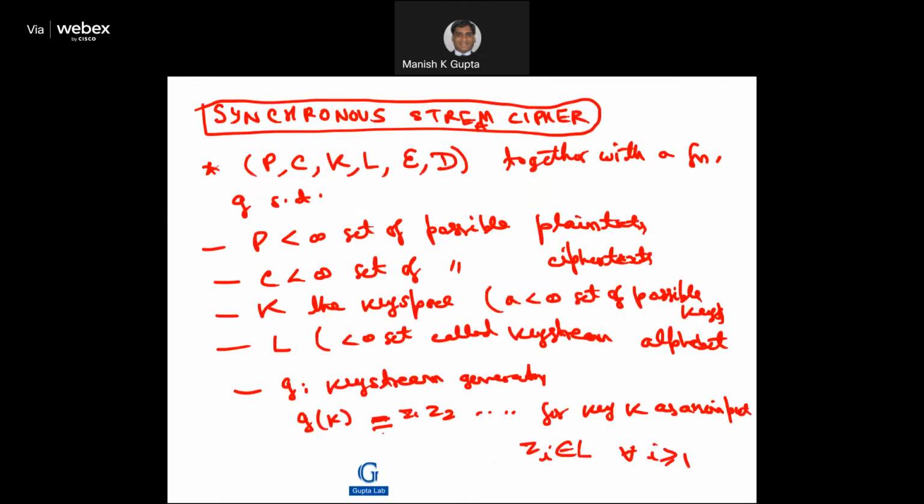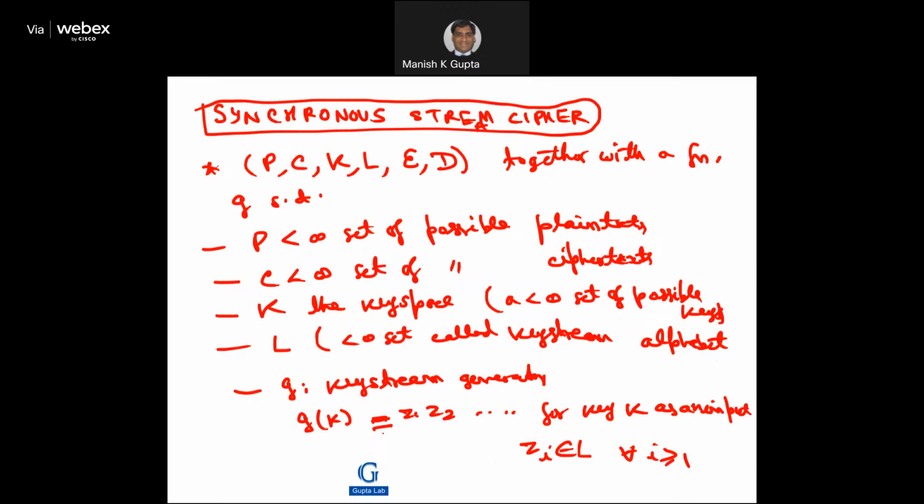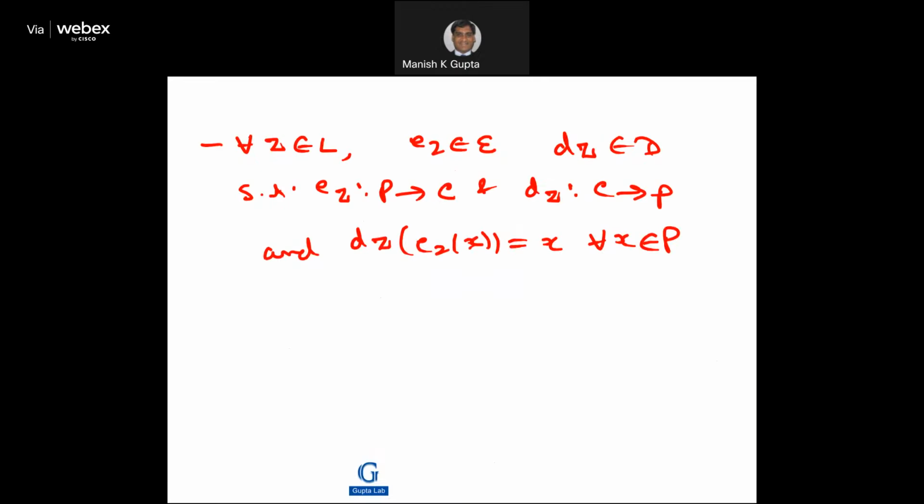Obviously, for each Z in L, all these keys are coming from L, the key stream alphabet. There should be an encryption rule and a decryption rule such that decryption of the encryption of a plain text gives you the plain text, so that this condition is satisfied, right? So you encrypt and decrypt, you get the plain text. This is the common condition.